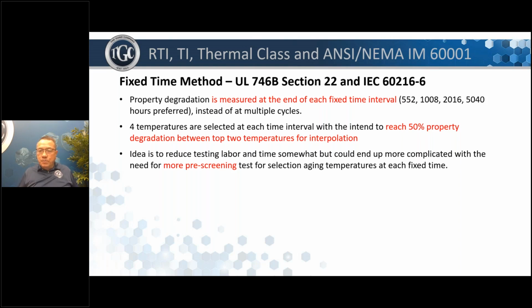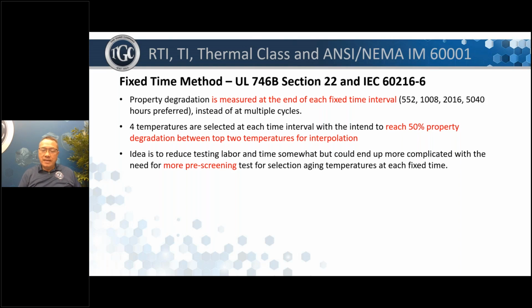From time to time, it could be 7,000, it could be 8,000, it could be 10,000. So it's a long time to get one number. So UL and IEC come up with this fixed time interval. So you do it essentially at 500, 1,000, 2,000, and 5,000 hours. But instead of measuring the property degradation at each cycle, you just measure it at the end of the time interval. But for each time interval, you have to test at 4 different temperatures.